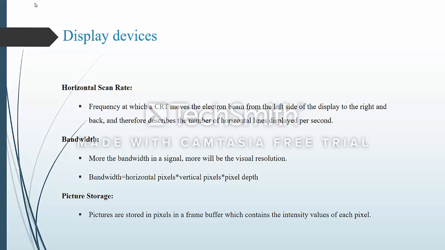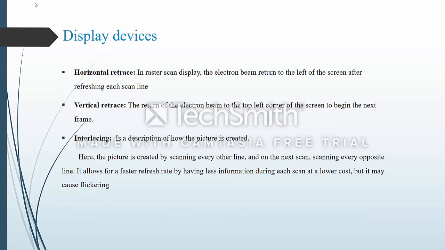Horizontal scan rate. It is the frequency at which a CRT moves the electron beam from the left side of the display to the right side and back, therefore describing the number of horizontal lines displayed per second. Bandwidth. The more the bandwidth in a signal, the more the visual resolution. Bandwidth is given by horizontal pixels times vertical pixels times pixel depth. Picture storage. Pictures are stored as pixels in a frame buffer which contains the intensity values of each pixel. Horizontal retrace. In a raster scan display, the electron beam returns to the top left corner of the screen to begin the next frame. Interlacing.